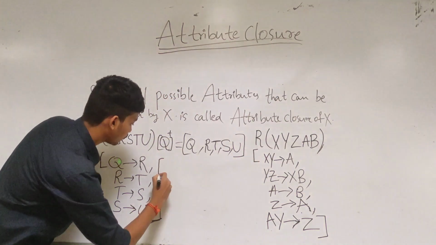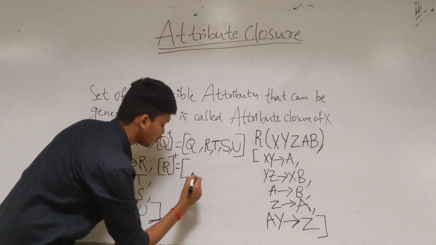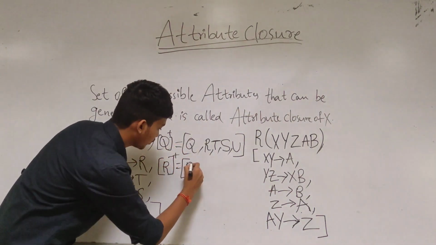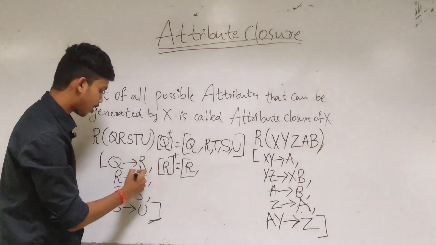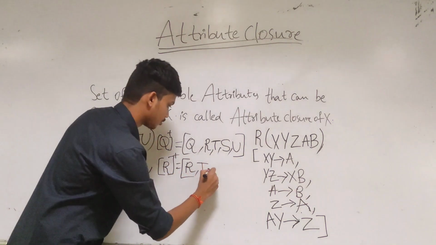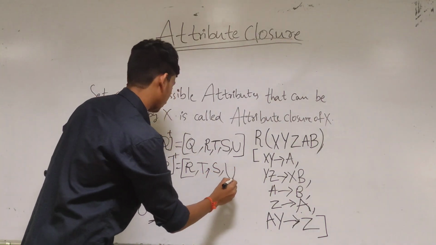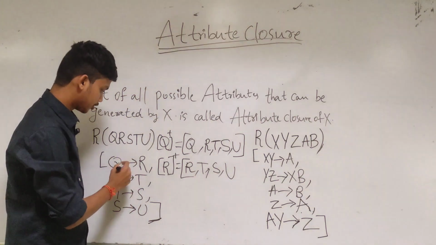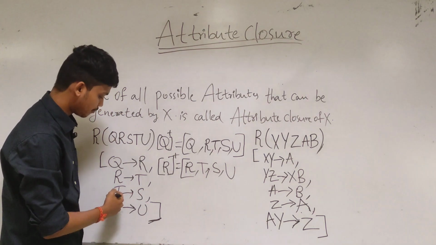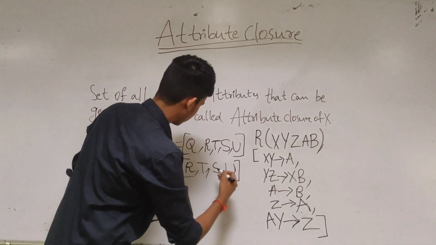Now, in the same way, we can do the R closure. What is the R closure here? Observe very carefully. We get R, from R we can get T, from T we can get S, and from S we can get U. We can't get Q because something should be on the left side to derive Q, but it's not there. So this is the answer for now.